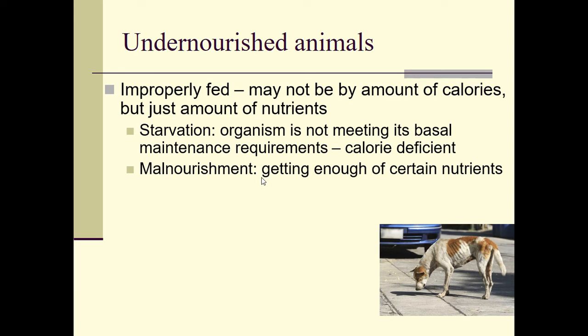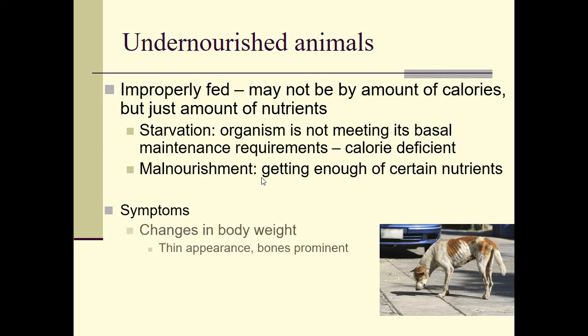It's very likely that an organism that's starving is also going to be malnourished, because if they're not getting enough calories, they're probably also not getting enough vitamins, minerals, protein, fats, carbs, water, what have you. Okay. Major symptoms that let us know that an animal has a nutritional imbalance of some kind, whether that's malnourishment or starvation, are going to be things like, especially, changes in body weight.